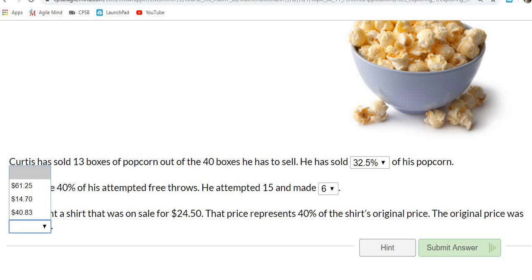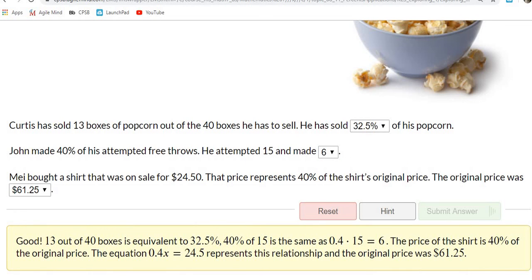Who said 20 something dollars? Some human. All right, hopefully we got all three of them right. I'd hate to have to go back here. That's a pricey shirt. Very pretty. All right, we did well.